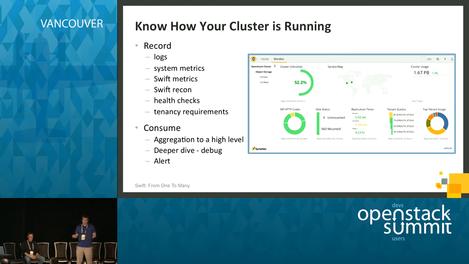After we have all this data stored, we need to be able to consume it. We're aggregating at a higher level to understand the whole cluster as a whole between both data centers, and being able to show what we consider acceptable values at a high level. But we also need the ability to dig in when something doesn't seem quite right, go to a deeper level, and also alerting, like if there's a disk failure or something.